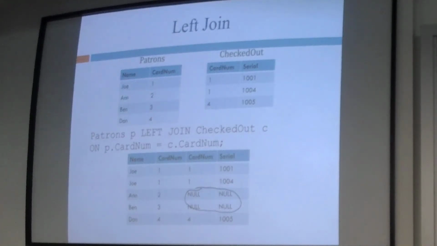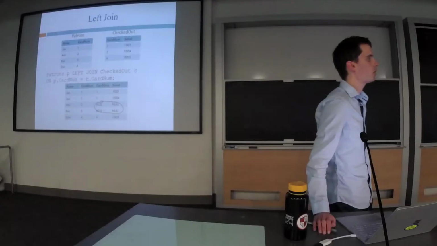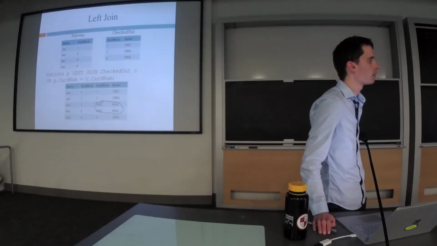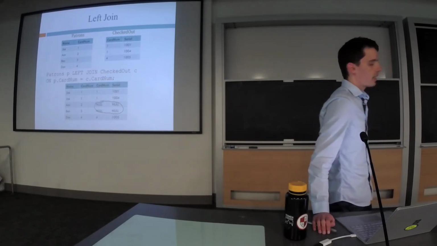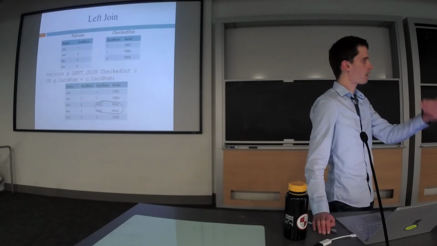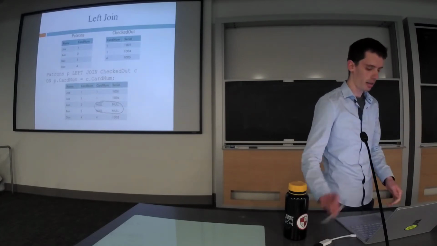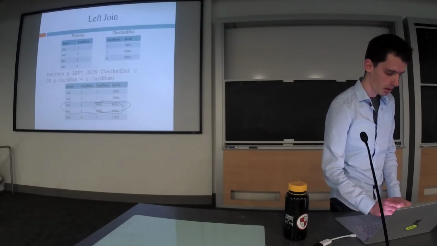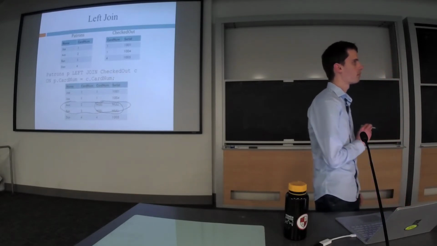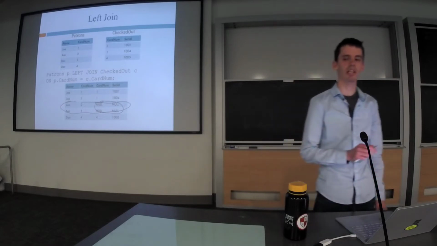Yep. How do you express that it's not null? So if I added to my condition where the right columns can't be null, then that would be one way of filtering out these rows. Which would be the same as inner join.